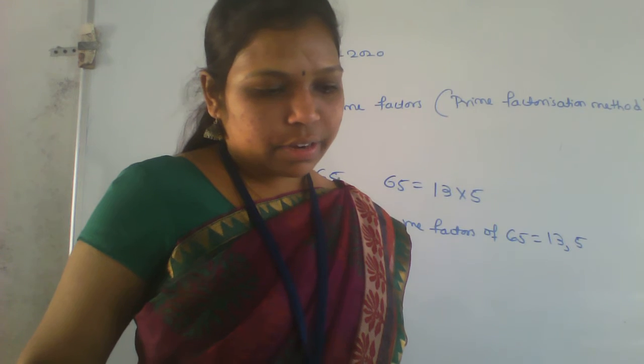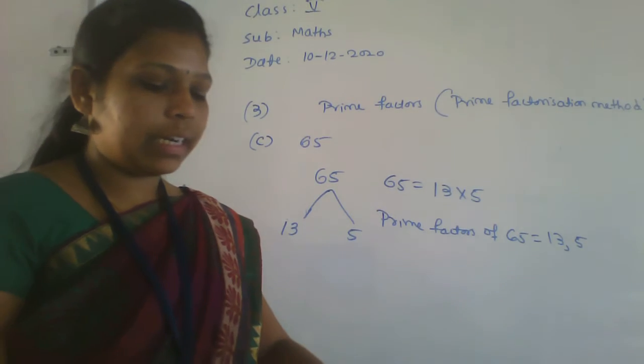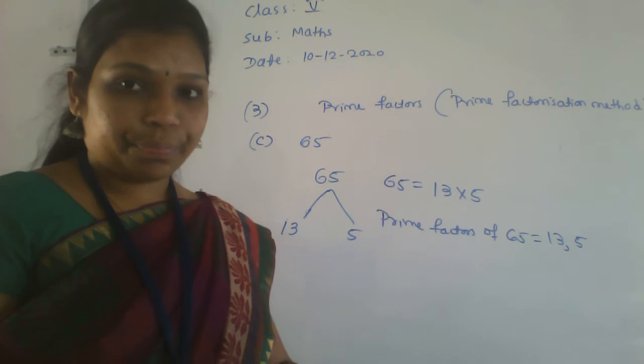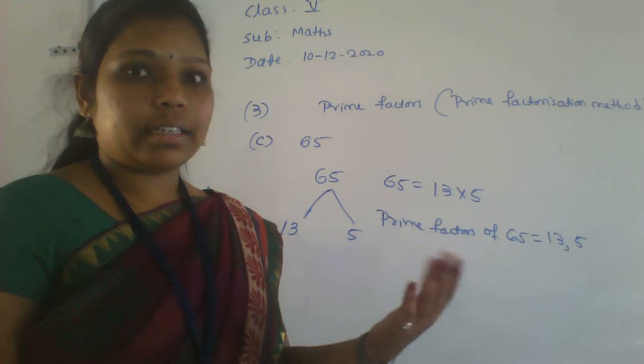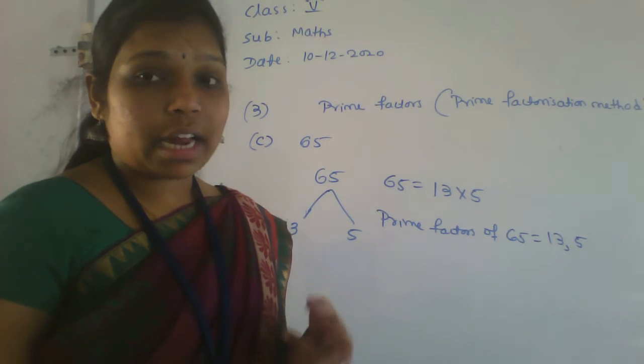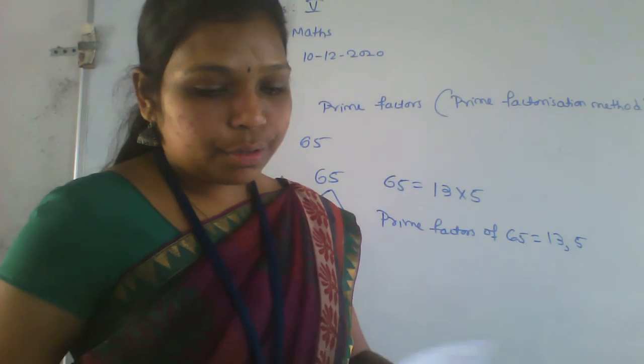Next one is 117. Do it yourself. That is nothing but in which table you are getting 117. I think that is 13 nines. 13 nines, again 13. 9 means 3 threes. So you will get 13 and 3 as the prime factors of 117. Okay.